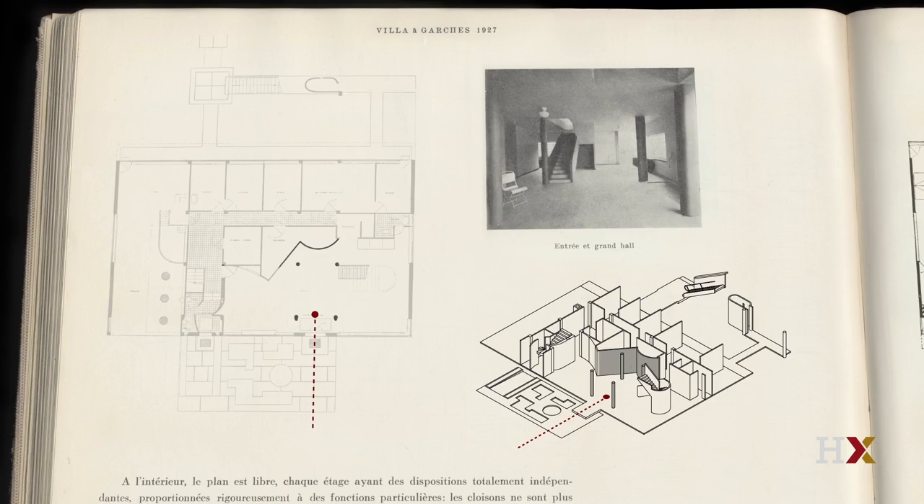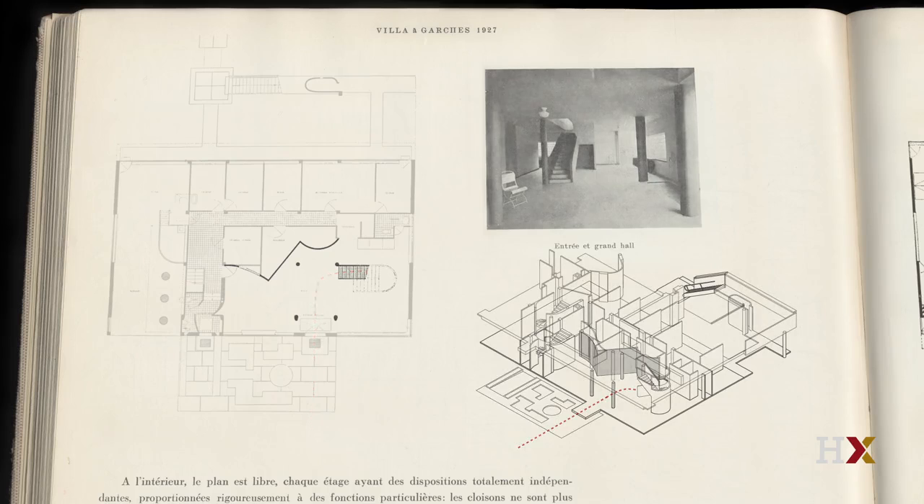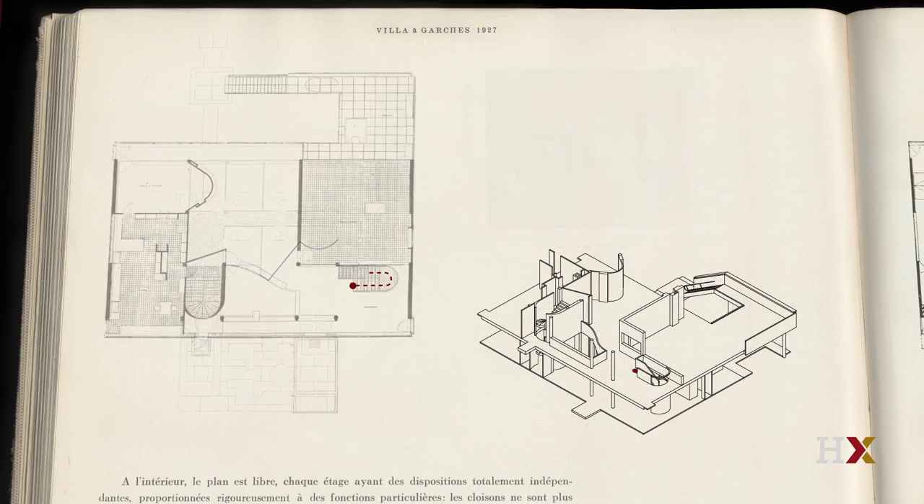And the spatial forces of the curved wall and the diagonal wall almost compel us to turn to the right to find the main stair that will take us up to the primary second floor. The second floor has the main living spaces, the dining room and the kitchen.